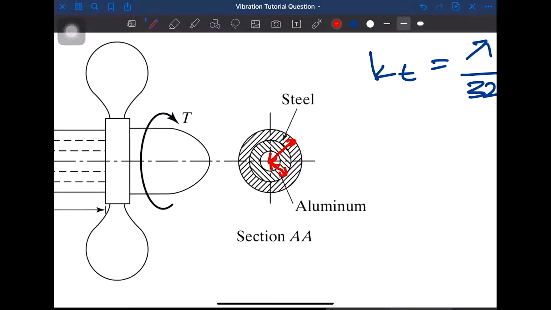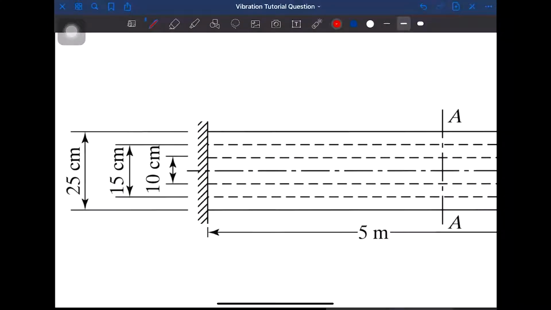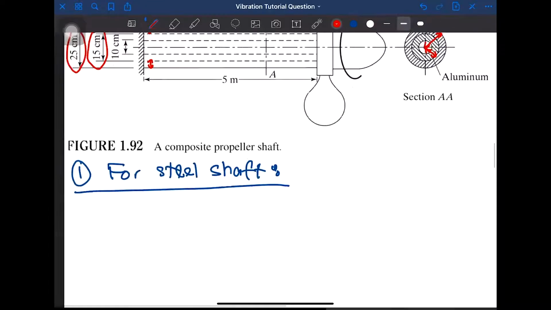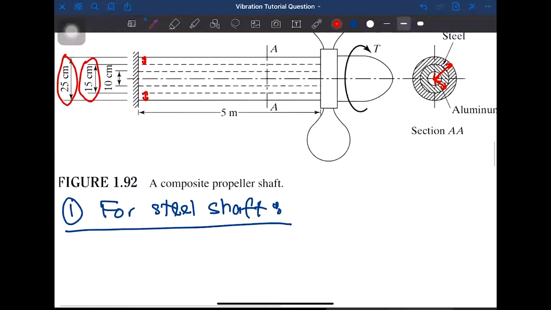So first of all, in order to find the torsional stiffness for the steel shaft, you have to find the steel shaft's big diameter and also small diameter. Since the steel shaft is at the outermost layer, the big diameter is 25, and the small diameter for the steel shaft is 15. Remember, the length for both materials is the same, which is 5 meter.